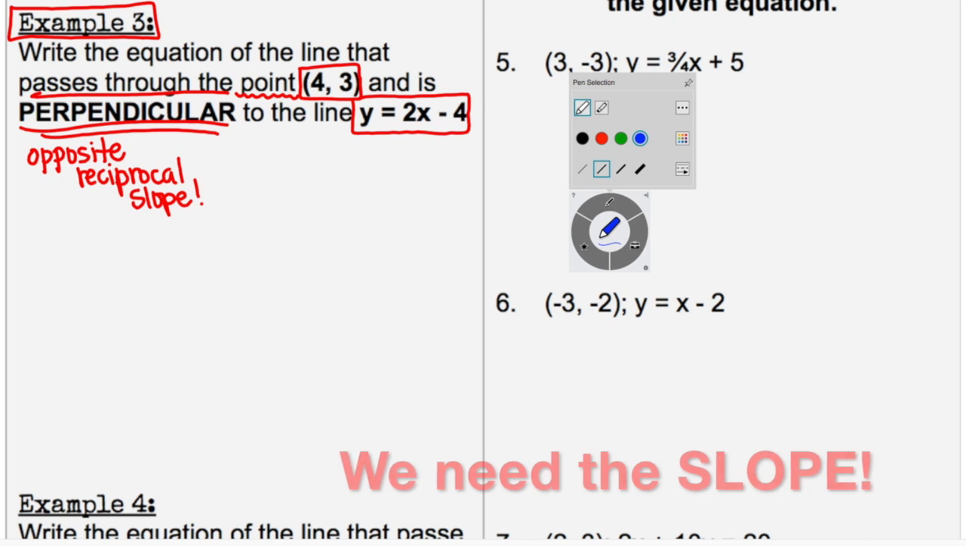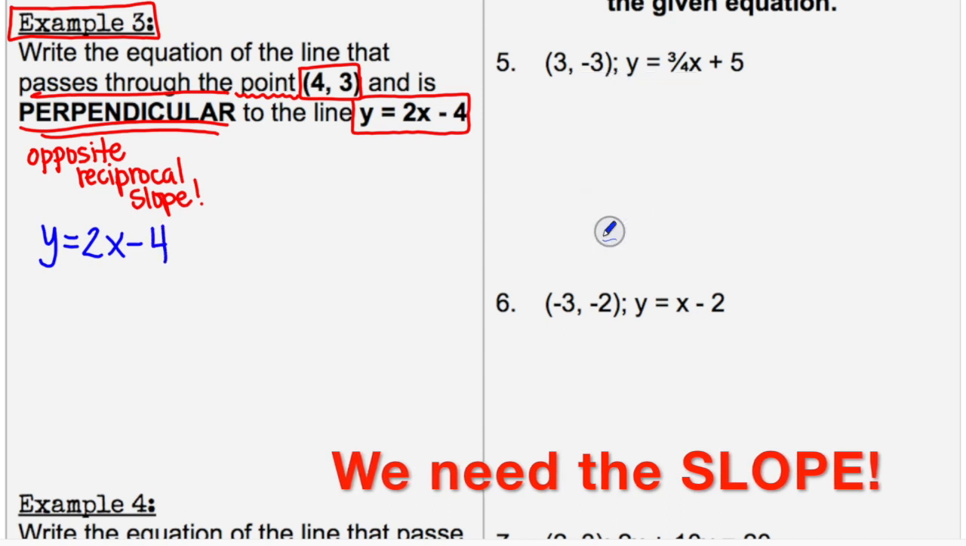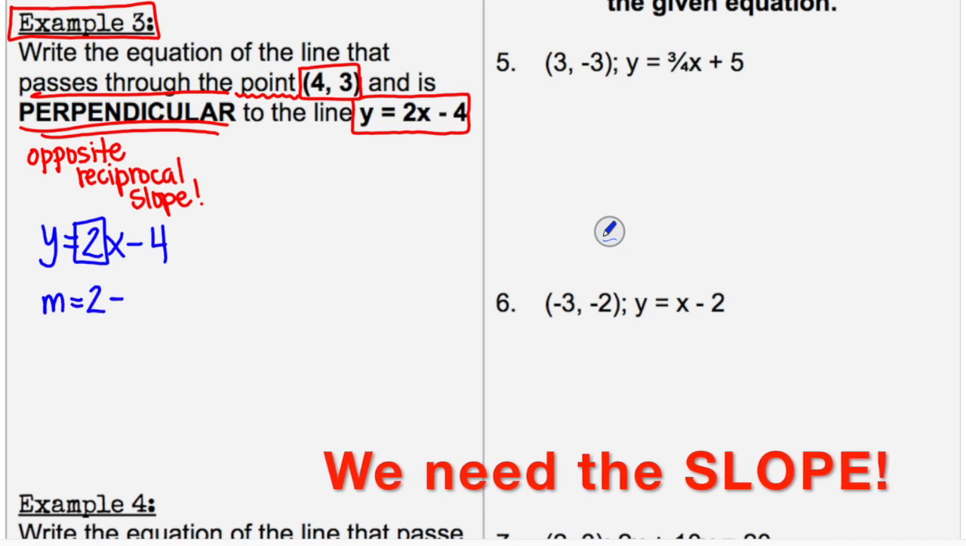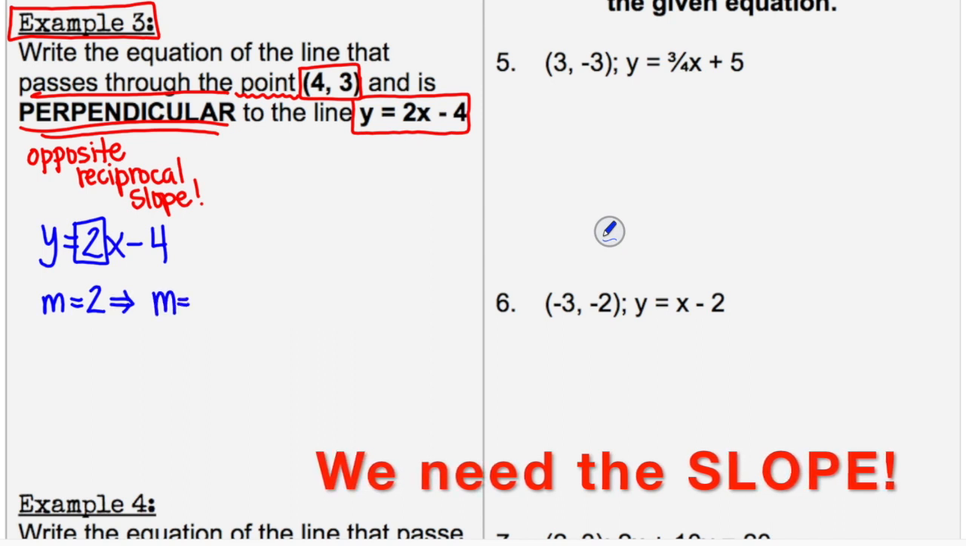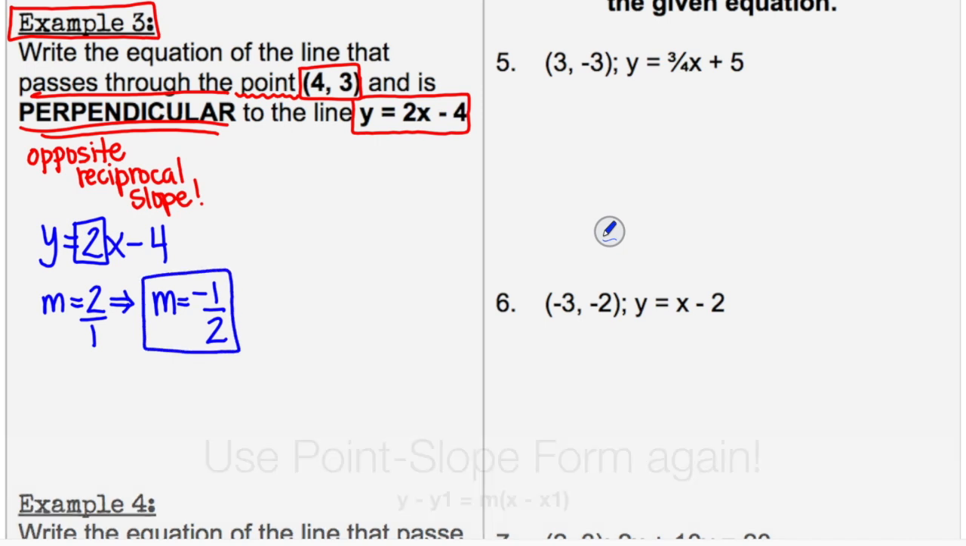As a reminder, the first piece of information that we need is the slope. Our equation is in slope-intercept form, so the 2 in front of the x term gives us the slope of the original line. But remember, we need the opposite reciprocal of that. So we're going to do 2 over 1 and flip that upside down to 1 over 2, and change the sign to make it negative 1/2.